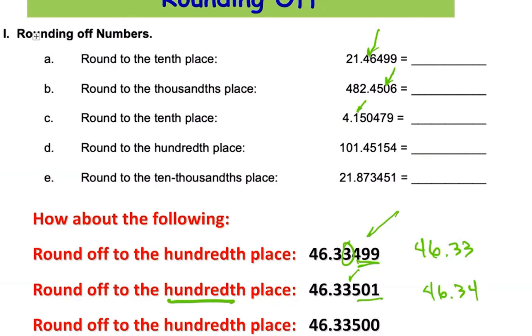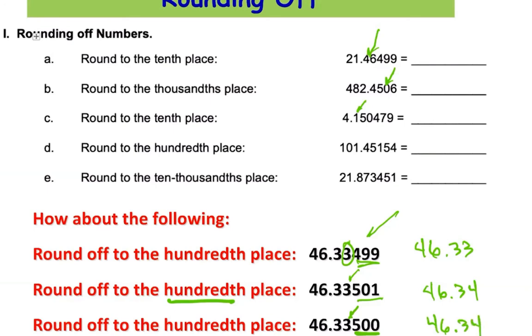How about this? Round off to the 100th of a place right here. That's exactly at the halfway point. But I'm rounding to an even number. So I would write this as 46.34 because I'm rounding off to an even number.